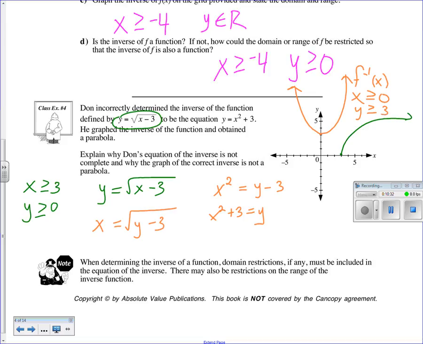Well, do I have x greater than or equal to 0? I have way more than that. I actually have to eliminate this part of the graph. That is not a part of the inverse. The only part of the inverse is that which corresponds to the domain and range restrictions. That's what's going to define my inverse. So this is a very tricky question.